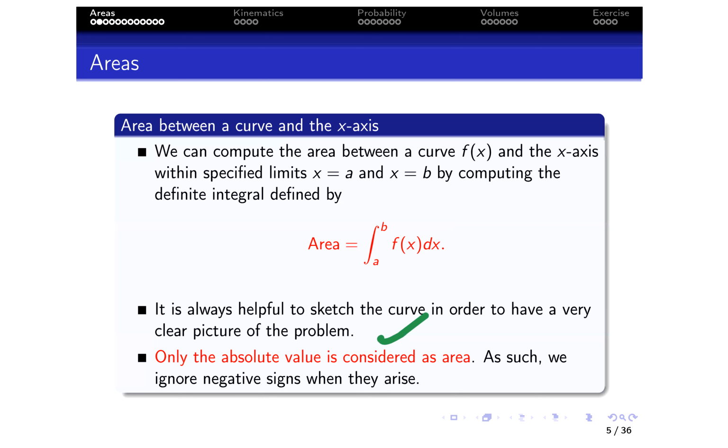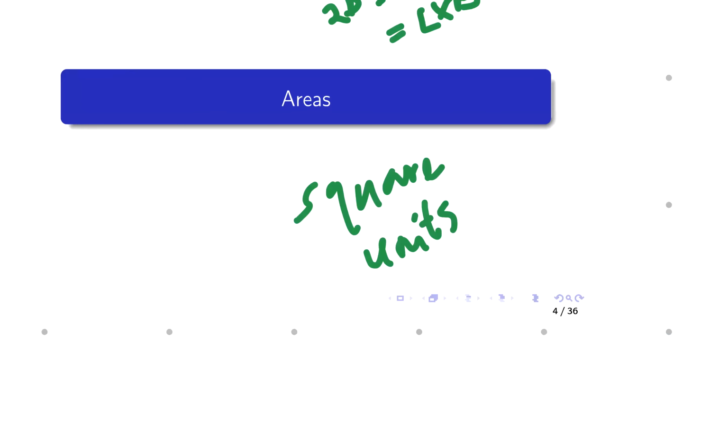Only the absolute value is considered as area. Of course, since there's no negative length, you cannot expect to have negative area either. So if you're calculating area and you get a negative value, you just take the absolute value and ignore the negative sign. As such, we ignore negative signs when they arise in our calculation for areas. That's really important to take note of.